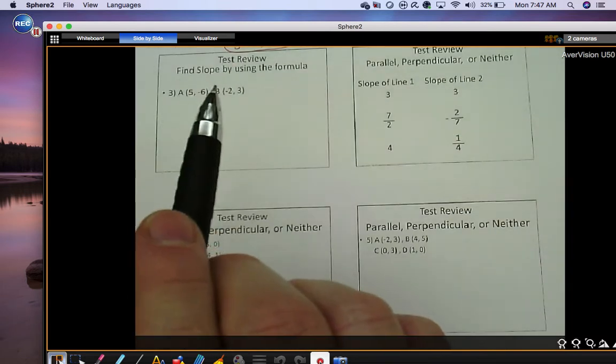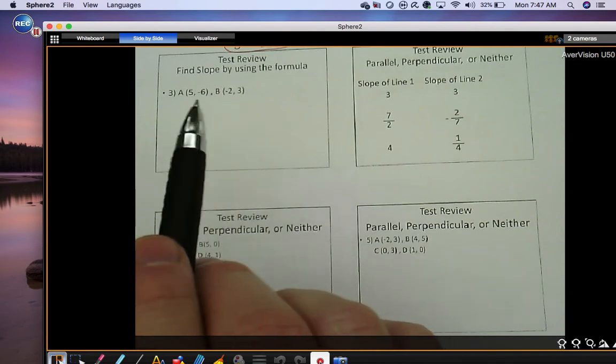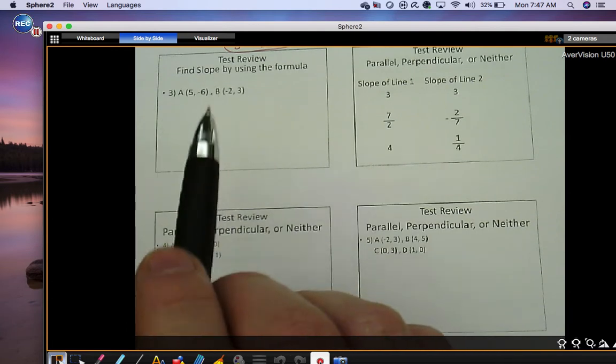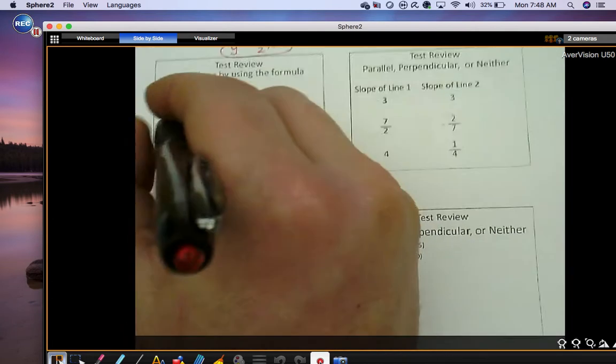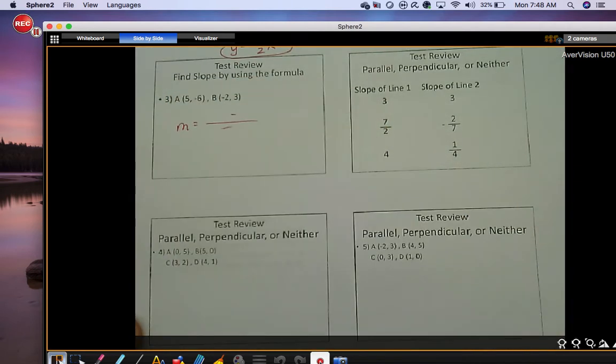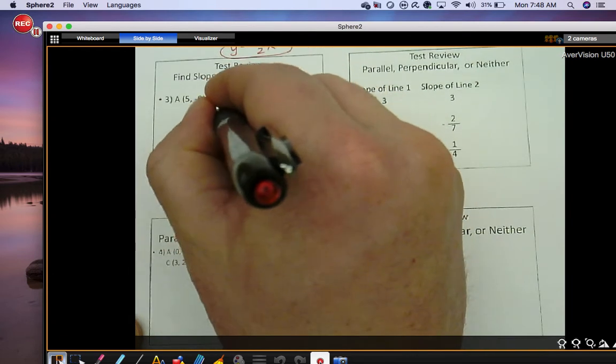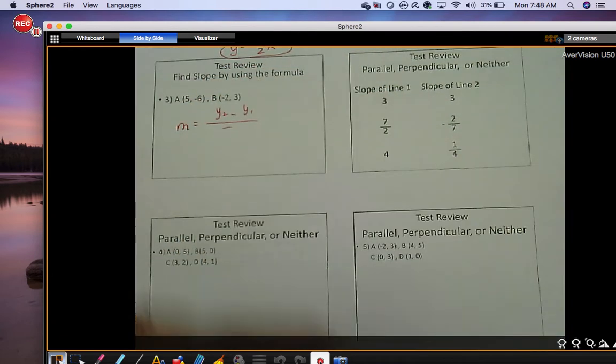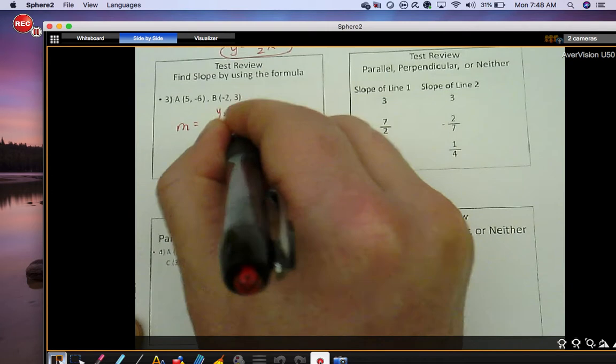You can also find slope by using a formula. If you have two ordered pairs, if you wanted to plot them and count, you could. But you could also use the slope formula. So slope formula: subtract the y's, that's your rise. Subtract the x's, that's your run.